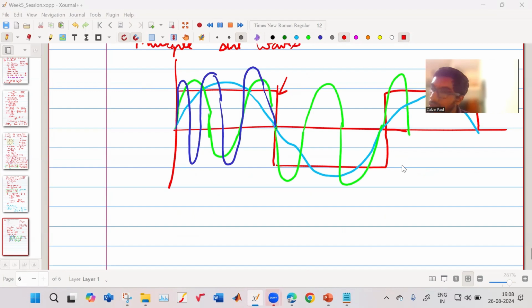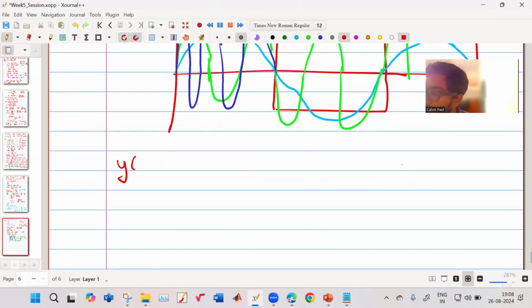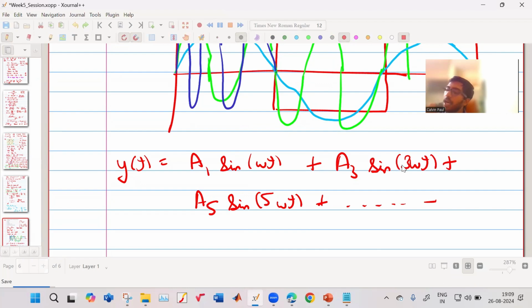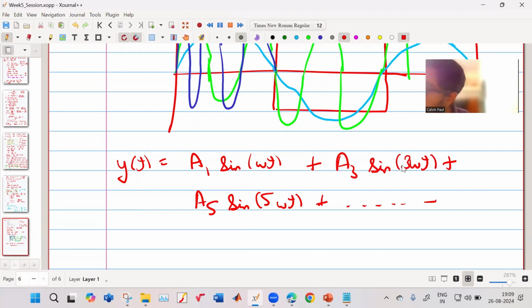Okay, so my y of t actually is equal to some a1 sine of omega t plus some a3 sine of 3 omega t plus this a5 sine of 5 omega t plus dot dot dot. Why only odd harmonics I'm considering is because of the property of the square wave. But what you can see is that my square wave can be decomposed into multiple sine waves.